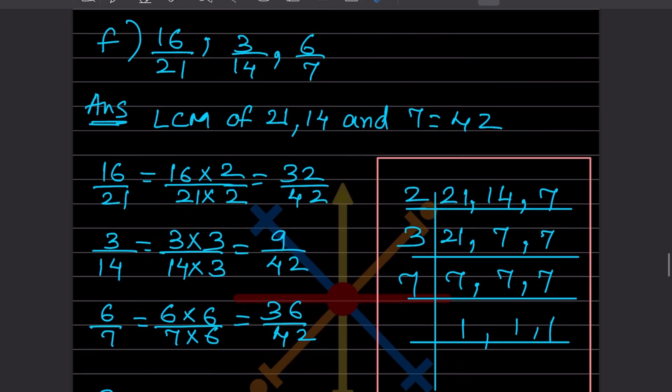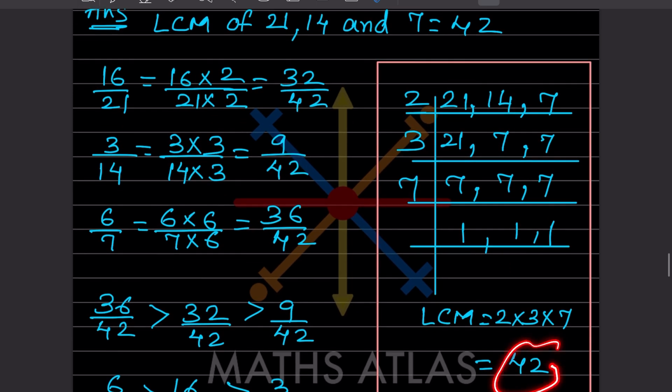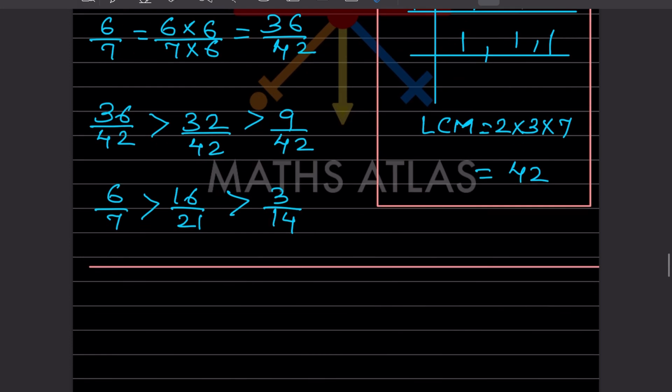Again, this is the same. Just look at the denominator, take the LCM. LCM is 42. So again, here big to small. And this is the answer.